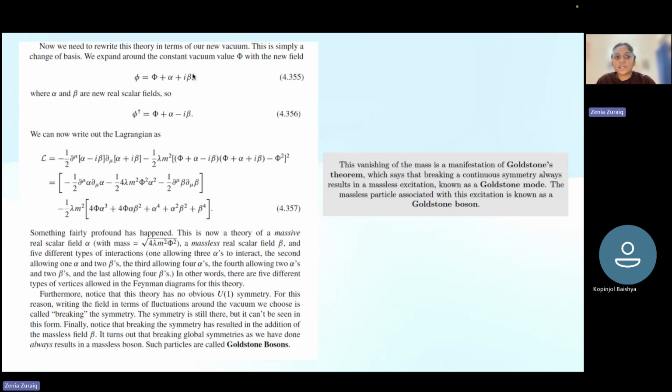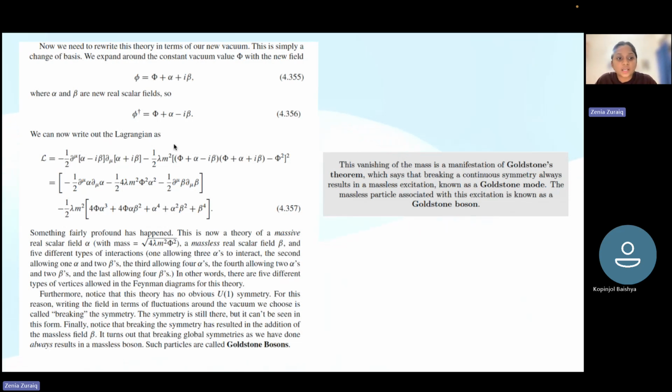So instead of phi, what is the new field around this minimum? It is alpha plus i beta, because it's a complex field, so let's write it explicitly as alpha plus i beta. And then phi dagger, the complex conjugate, will be capital phi plus alpha minus i beta. Capital phi is a real, constant field value, so you don't have to worry about it.